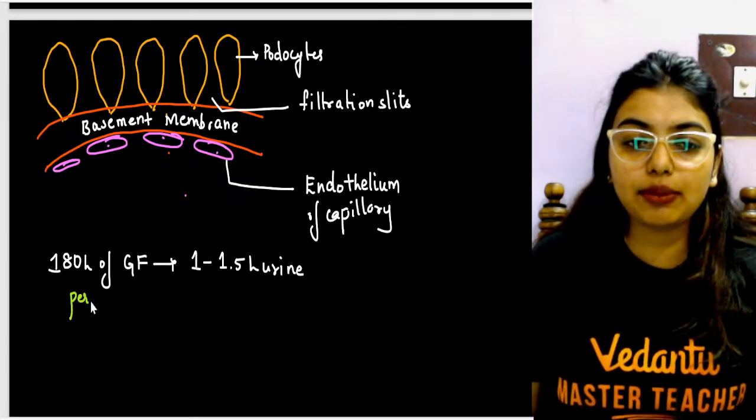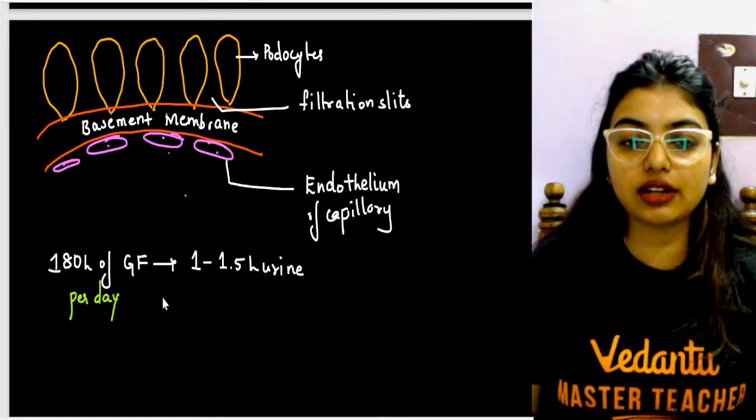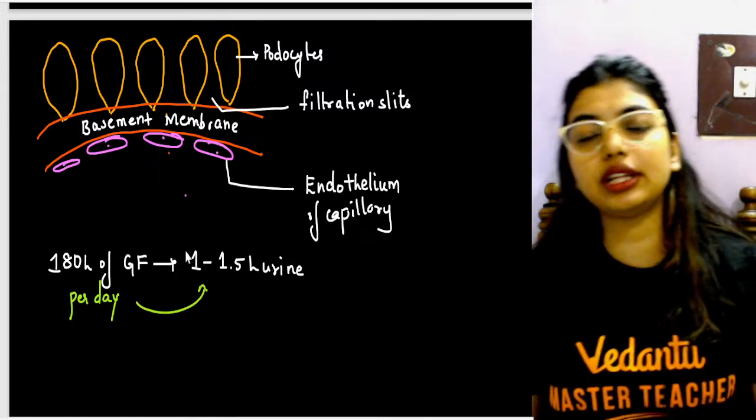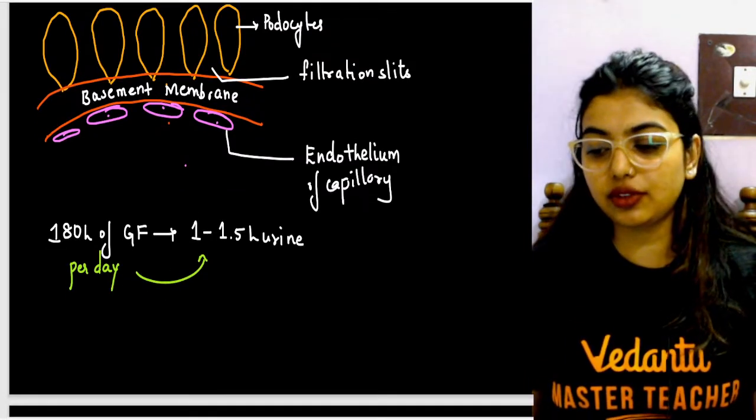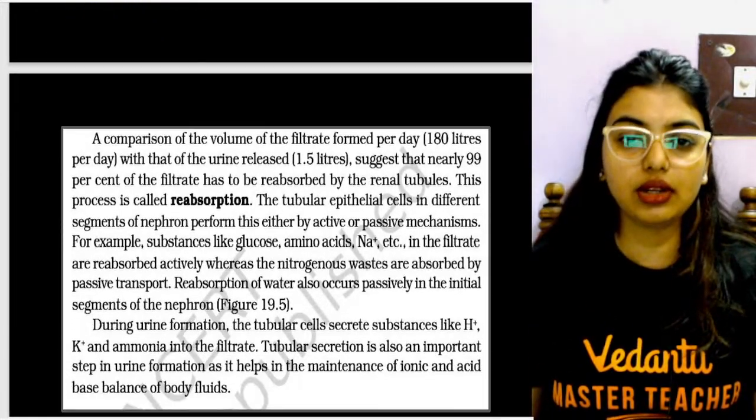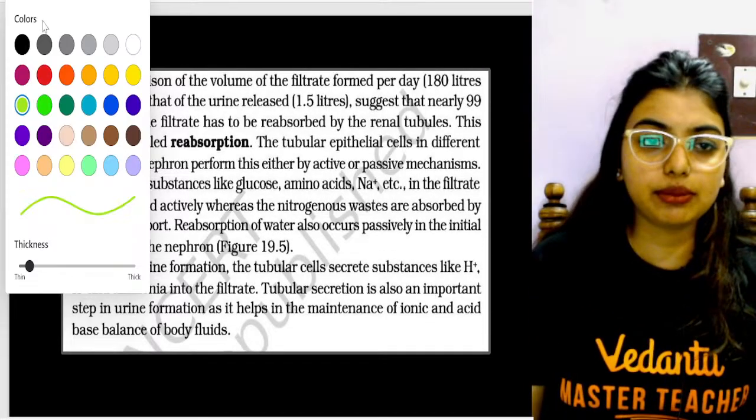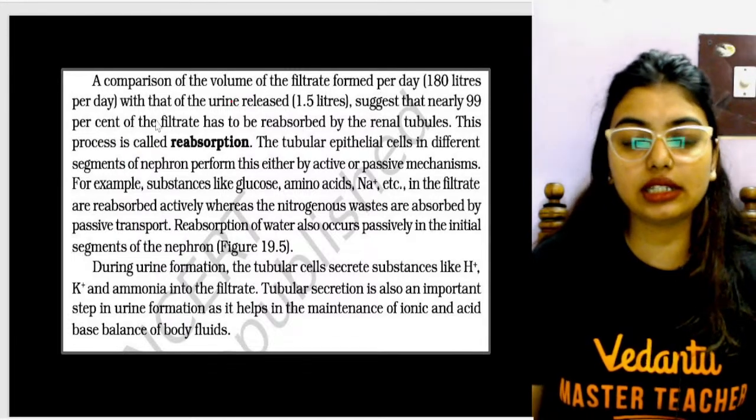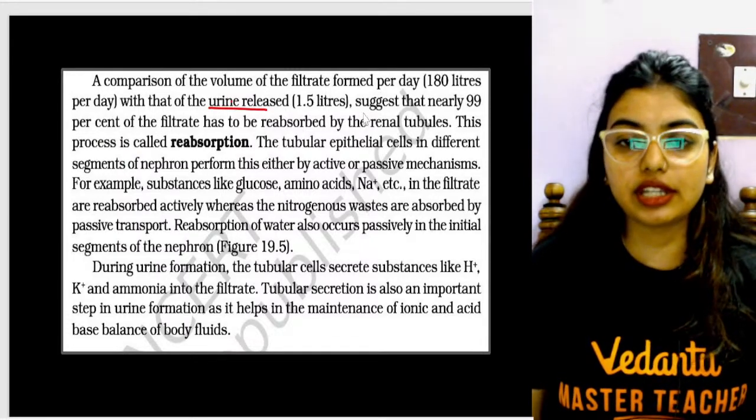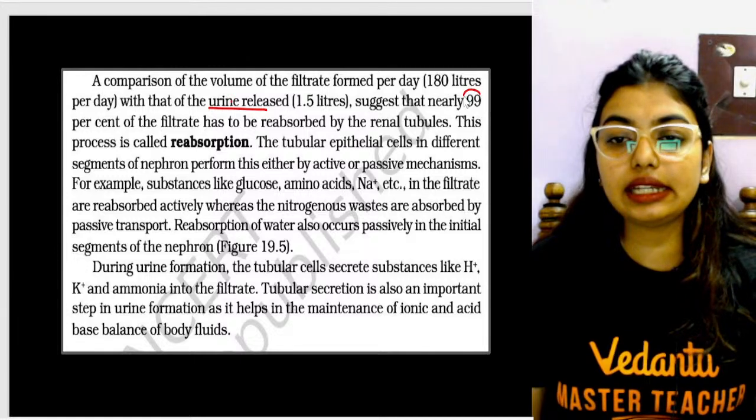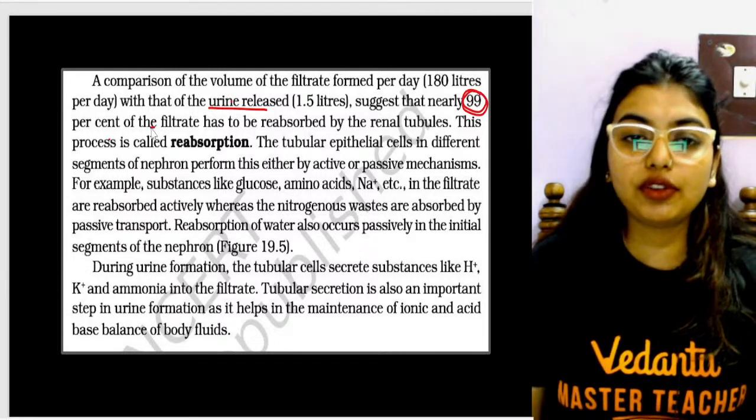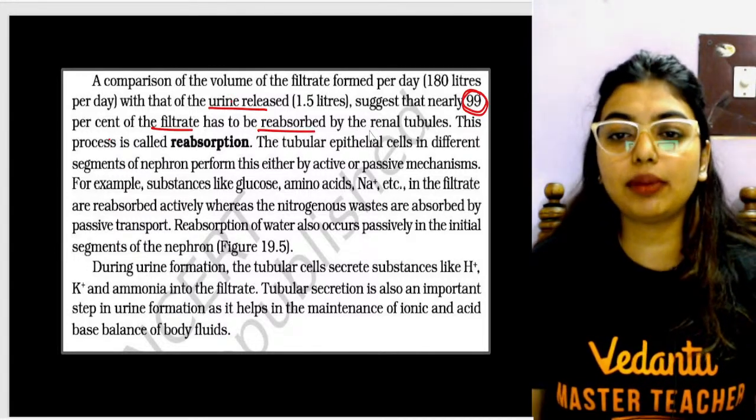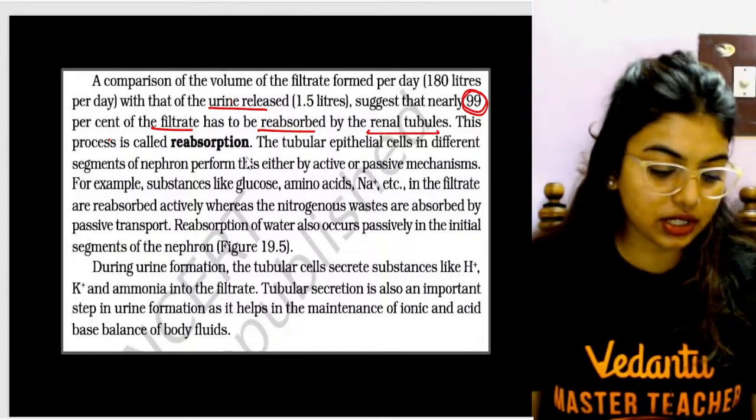It will take the help of angiotensinogen and convert it to angiotensin 1, angiotensin 2, and then do the rest of the function. Now, a comparison of the volume of filtrate formed per day, that is 180 liters per day, with that of the urine released, suggests that nearly 99% of the filtrate has to be reabsorbed by the renal tubules. Yes or no, students? All of you agree or not?